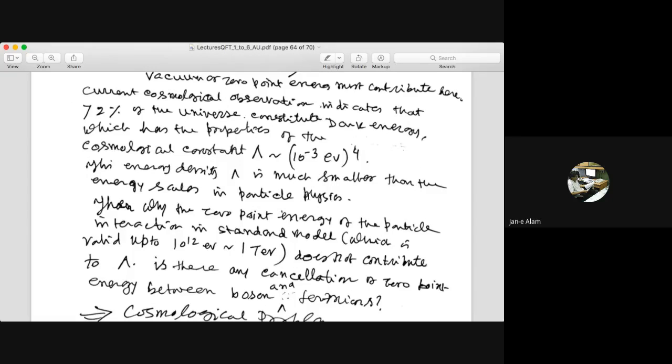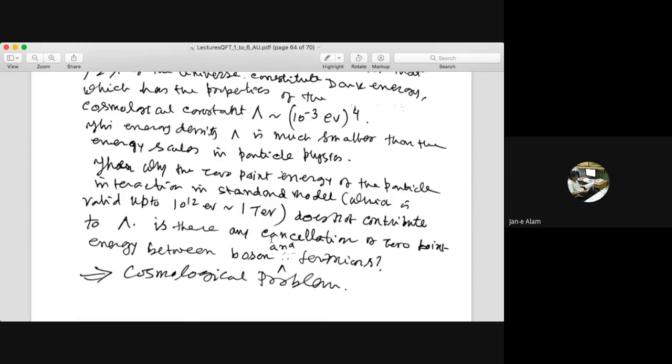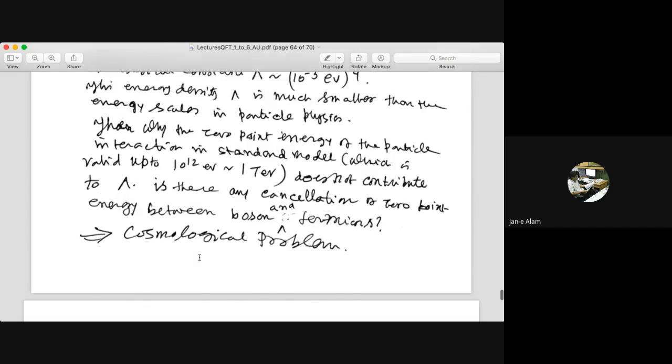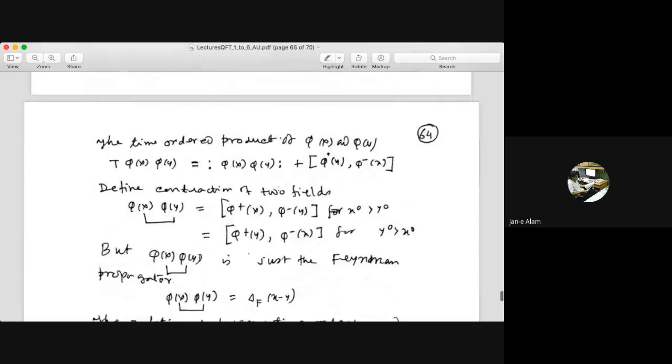But if the zero-point energy of all the particle physics particle interactions contributes to this lambda, then this should be huge. The next question should be: is there any cancellation of the vacuum energy, let us say between the vacuum energy of bosons and fermions, some fine cancellation so that they are not contributing additively? That we don't know. And this problem is the famous cosmological constant problem. Okay, so this is just a comment.